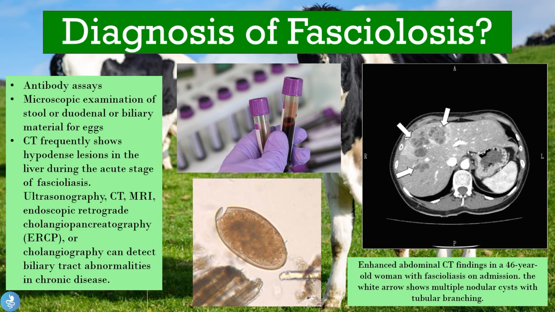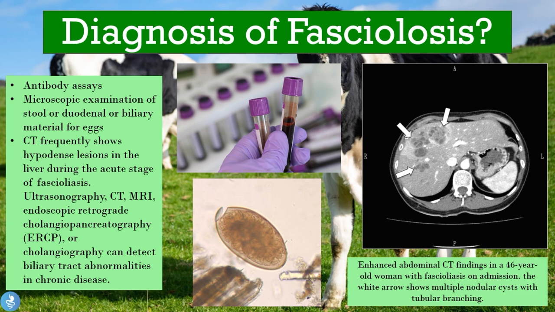And we can also do a CT. And the CTs frequently show us hypodense lesions in the liver during the acute states of fasciolosis, and the ultrasound, CT, MRI, and endoscopic retrograde cholangiopancreatography, or ERCP, or a cholangiography, can detect biliary tree abnormalities in chronic disease.